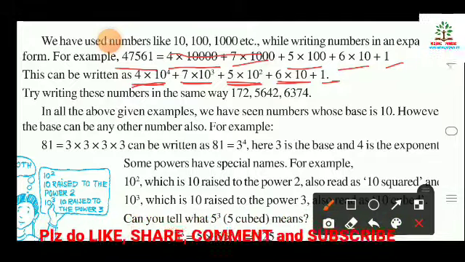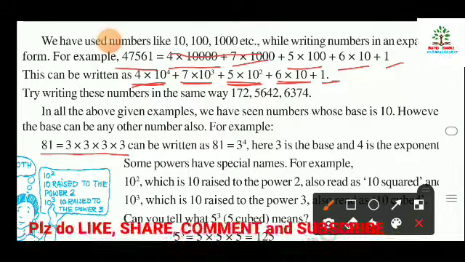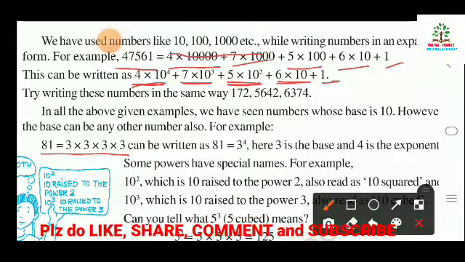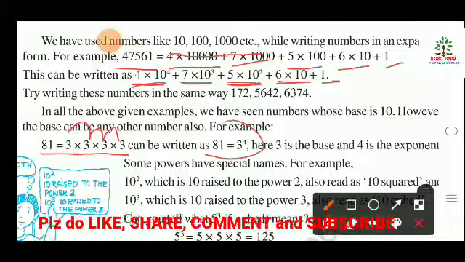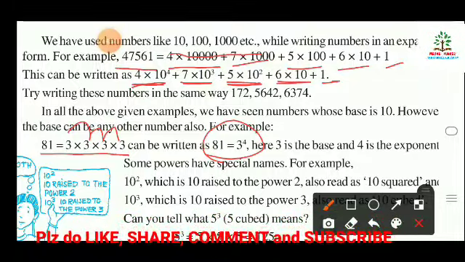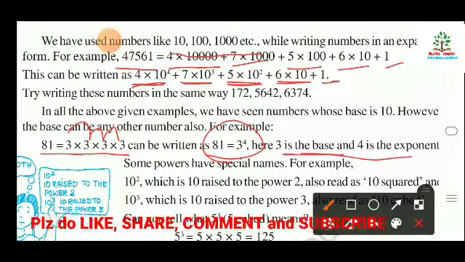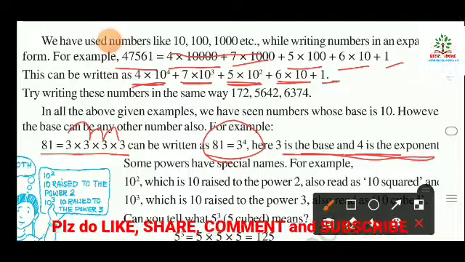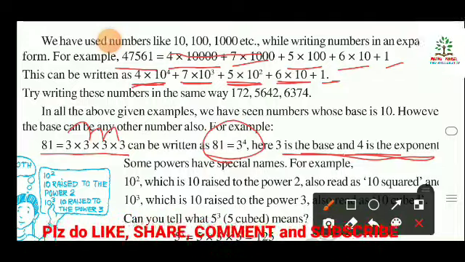So likewise, we see 81 can be written as 3 into 3 into 3 into 3. So that means 81 can be written as 3 raised to the power 4. So 3 is the base here and 4 is the exponent here.